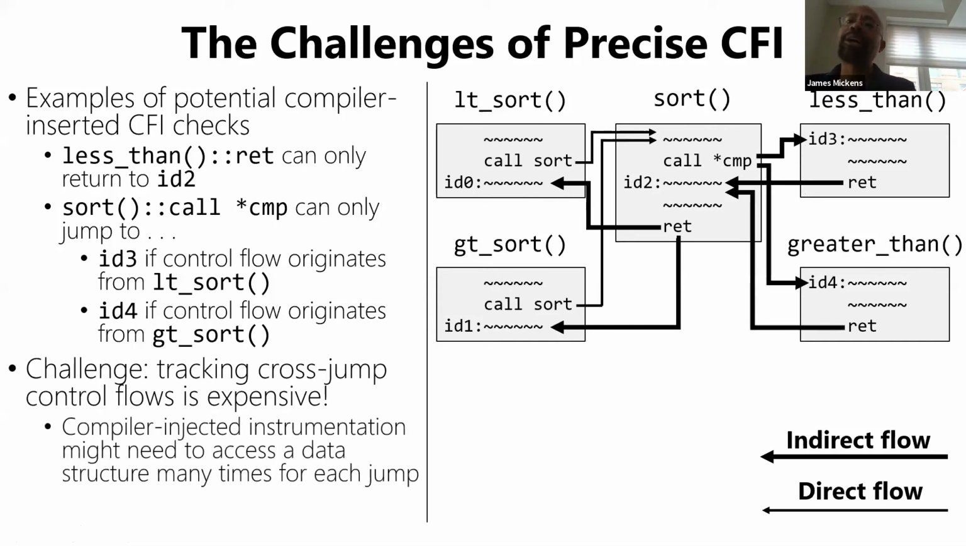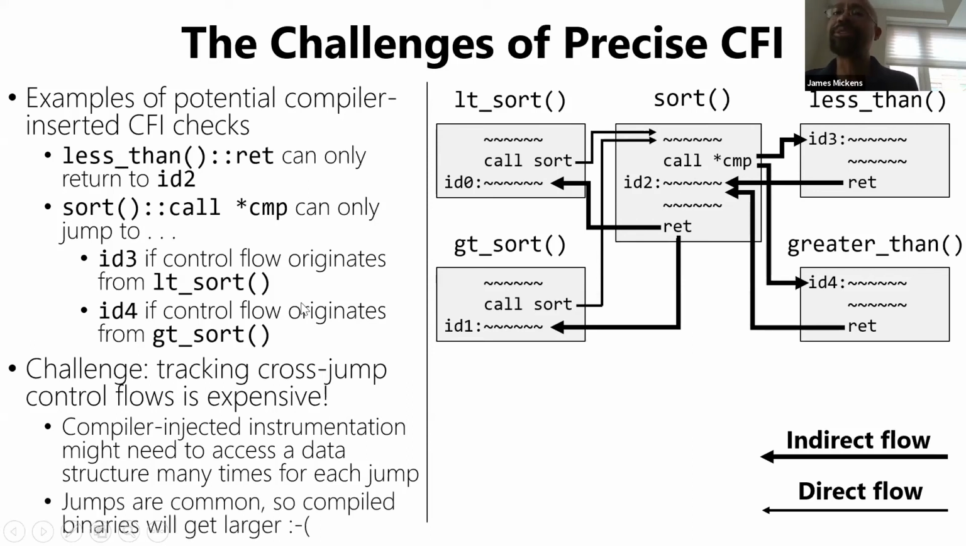You can imagine that compiler injected instrumentation might need to access a data structure several times for each jump. You can imagine that the instrumentation is using some type of call stack, for example, to determine where this call instruction should go. How did I get to this call instruction? I check some stack and I say, oh, okay, I came through a call to less than sort. So the only valid target for this particular call in this particular execution history is to go to ID 3, to go to less than.